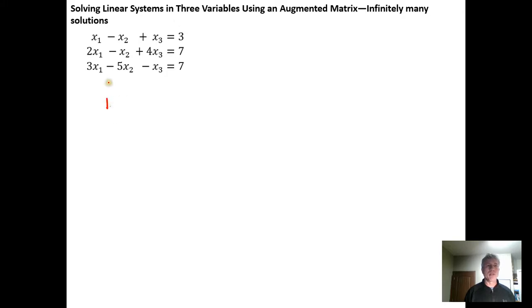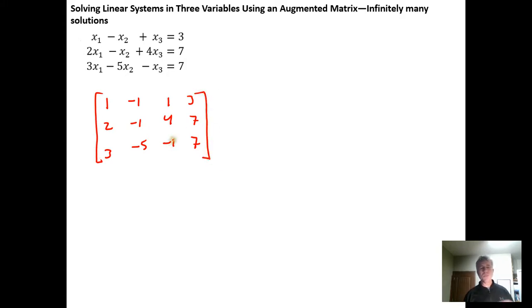So we get 1, -1, 1, and 3 for the first equation. The second equation, the coefficients are 2, -1, 4, and 7. And for the third equation, we have coefficients 3, -5, -1, and the constant term is 7. So we get the augmented matrix. We then need to put that augmented matrix into reduced row echelon form.